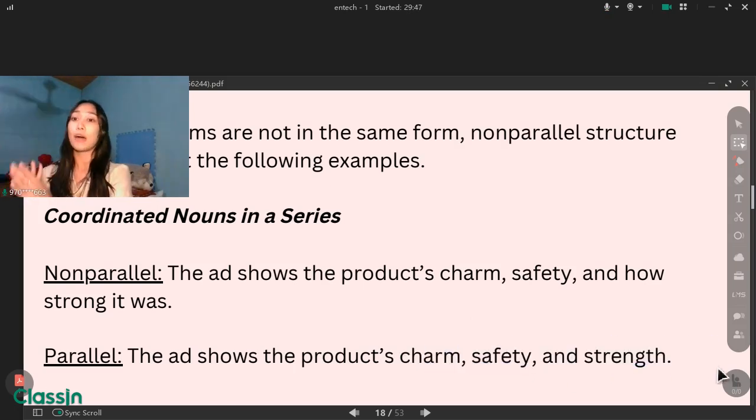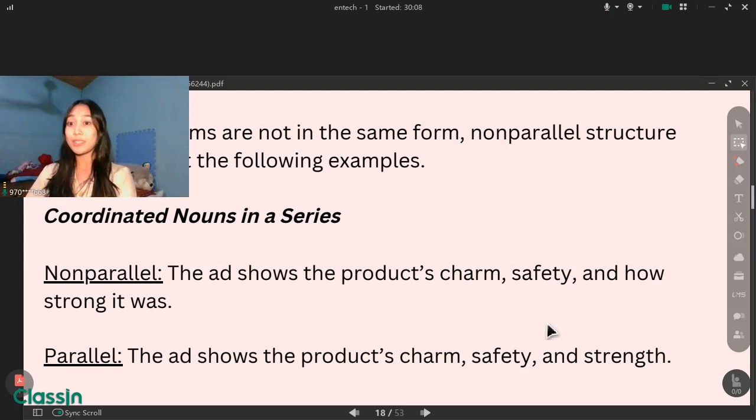Therefore, we have used nouns all along. You need to remember that if you are making a parallel structure sentence and you are going to use nouns, then you are going to use nouns all along to describe what is being described.